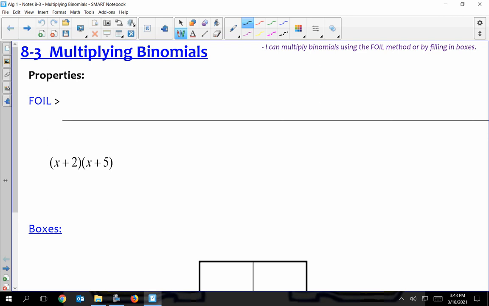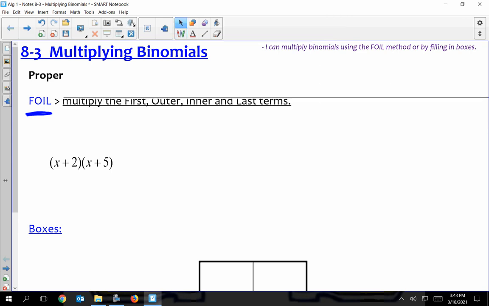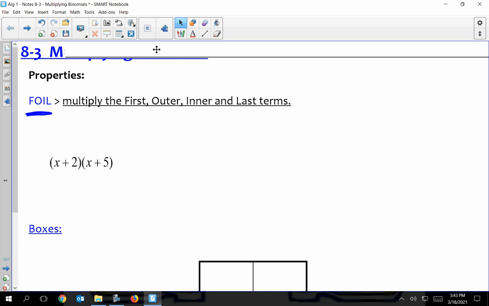The first one we're going to use is called FOIL. Okay, FOIL is an acronym. Each letter represents a specific word that is going to help us to remember how to multiply binomials. So the definition, or what the words stand for, is you're going to multiply the first, the outer, the inner, and the last terms in a binomial.